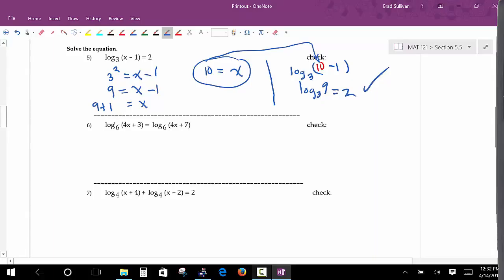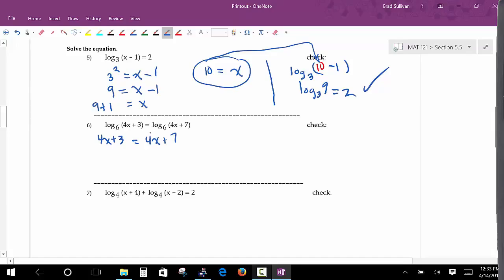What did you do on this problem? Take the logs off, okay? The opposite of taking a log of both sides is taking them off. So you just say 4x plus 3 is equal to 4x plus 7. Ooh, I gave you a problem. I'm trying to trick you here.